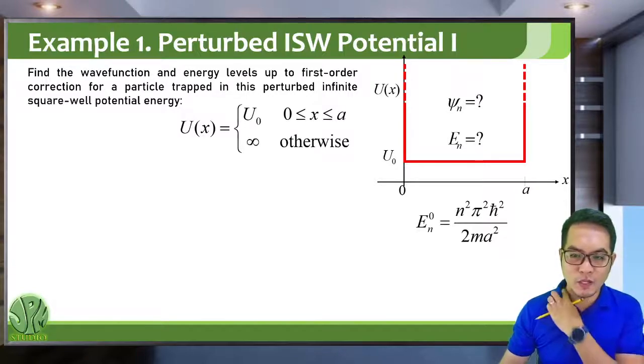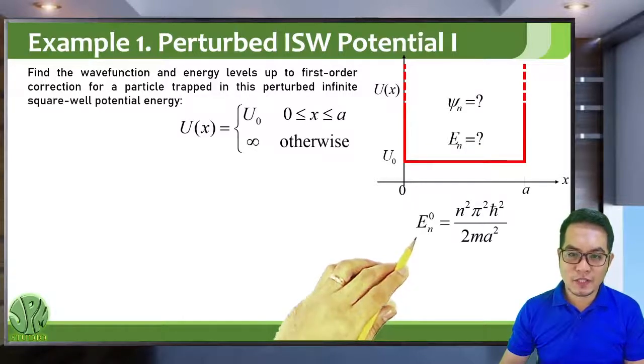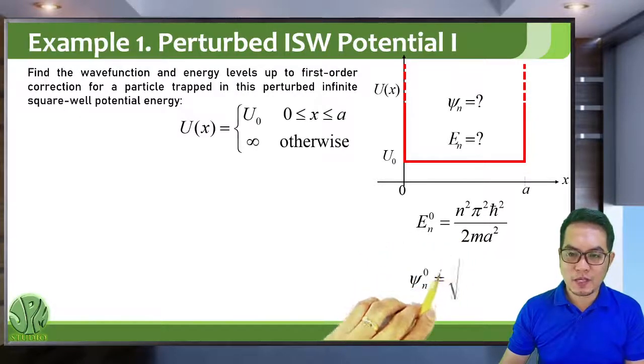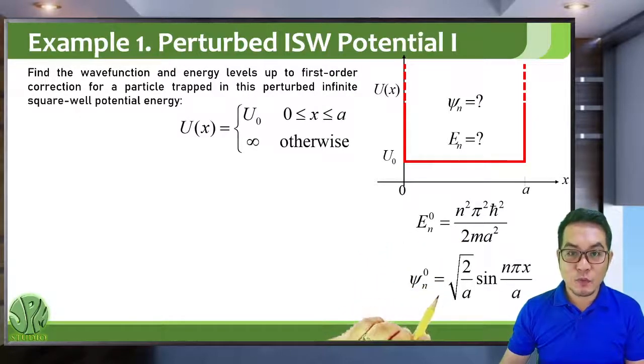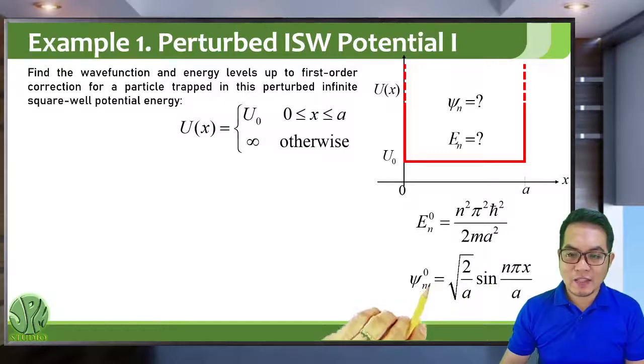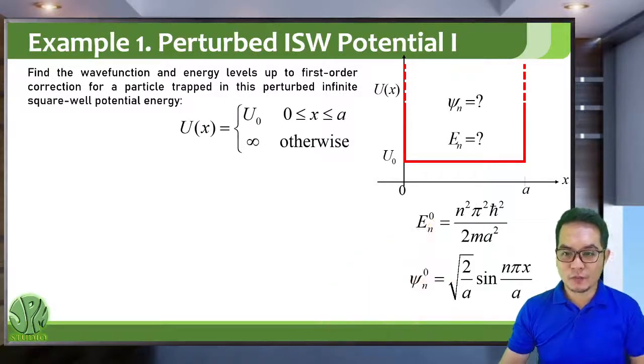If you will recall, these are the unperturbed energy levels of our system: En0 equals n squared pi squared h bar squared over 2 m a squared, and these are the unperturbed wave functions: square root of 2 over a sine n pi x over a, where n starts from 1 to infinity. So the ground state is n equal to 1, psi 1 0, and the corresponding ground state energy is E1 0.